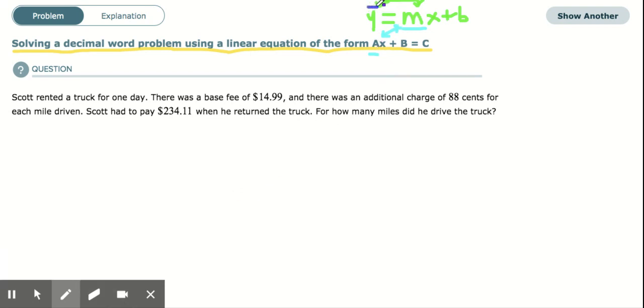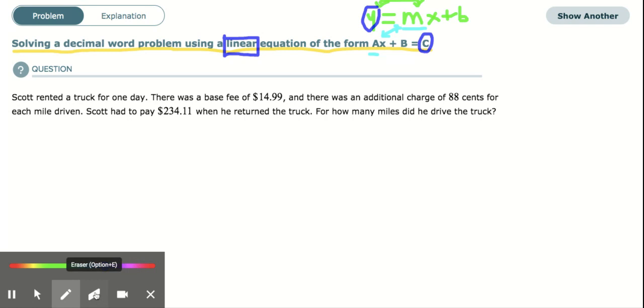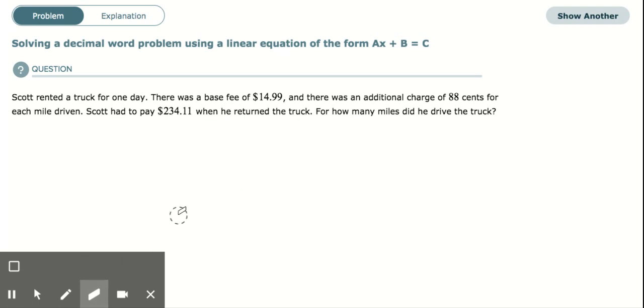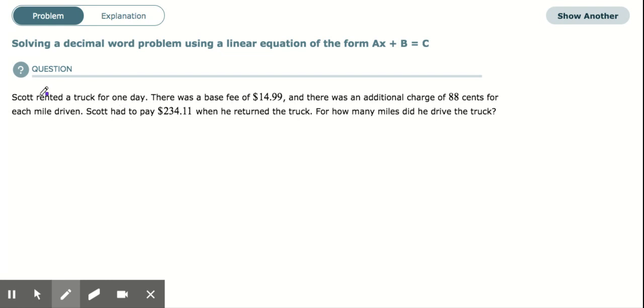So don't be confused by this ax plus b equals c just because you haven't used those variables. It's just basically saying that it's linear, okay? That's the part that's important to focus on. So I'm going to go ahead and erase this. All right, let's go ahead and look at this problem.